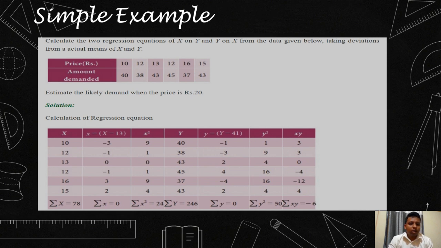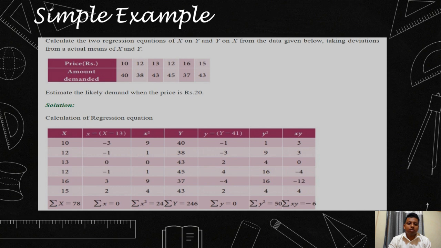Here we have to calculate the two regression equations, x on y and y on x, for the data given below, taking the deviation from the actual mean of x and y. The data is given in two types, that is price and amount demanded. We'll take price as X and amount demanded as Y. First, estimate the likely demand when price is 20. Let's look into the solution.